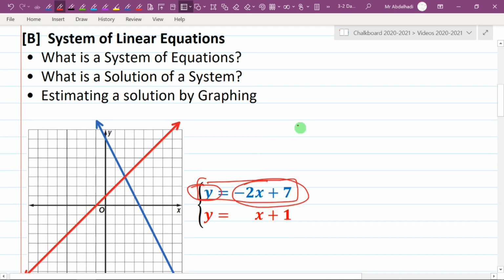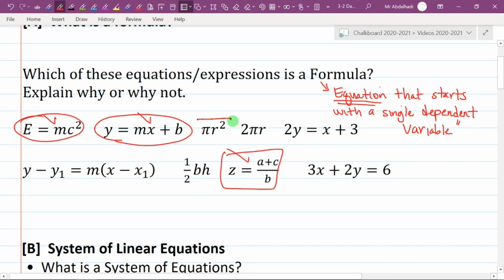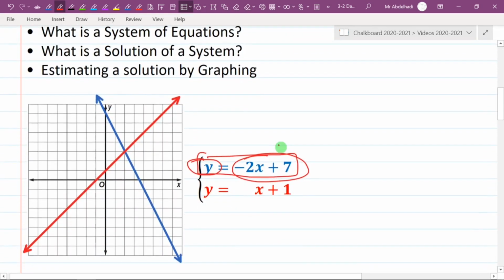So something without an equal sign is an expression. So basically, that's an expression. That's an expression. That's an expression. And if you take two expressions and stick an equal sign in between them, you have an equation. Okay, so you know what an equation is.